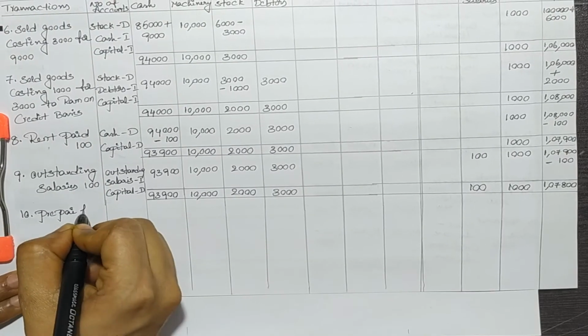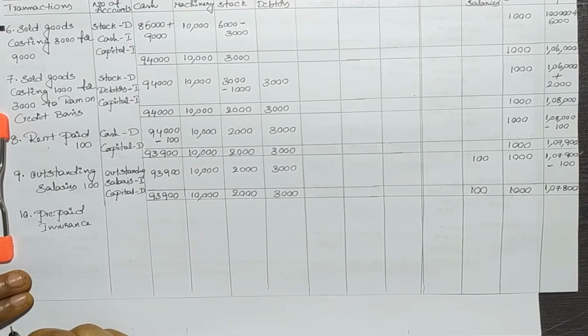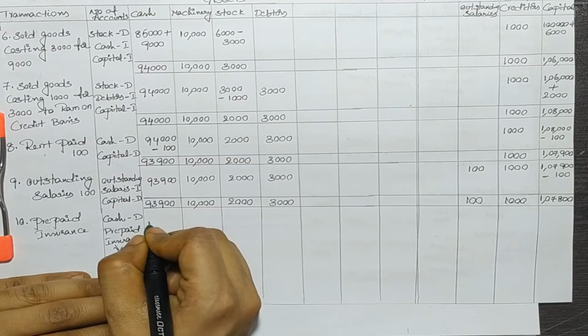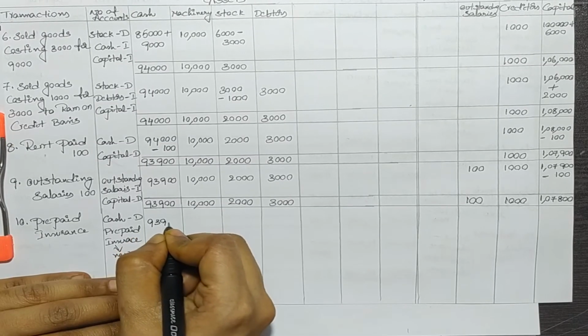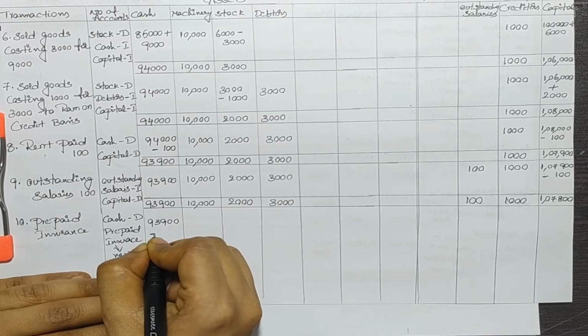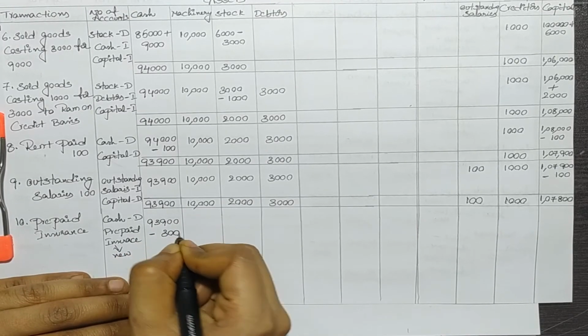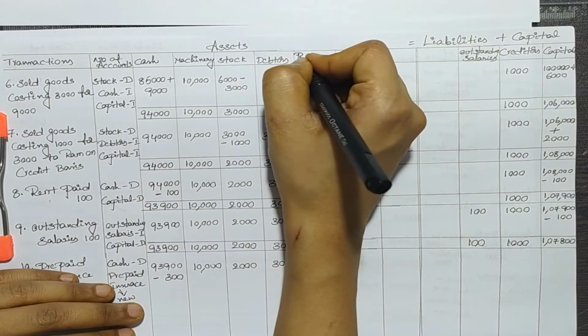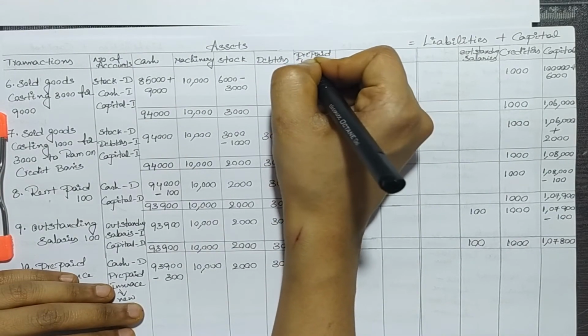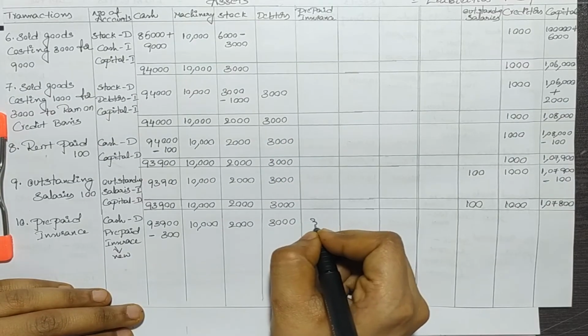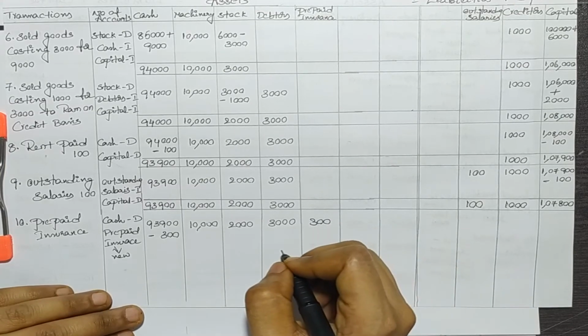Our next transaction is prepaid insurance. Here we are paying the insurance amount in advance. Hence prepaid insurance is considered as an asset. This is not considered as an expense. Since we are paying the insurance amount from the available cash, we will deduct the insurance amount from cash. And also we will create a new column under asset side for prepaid insurance.